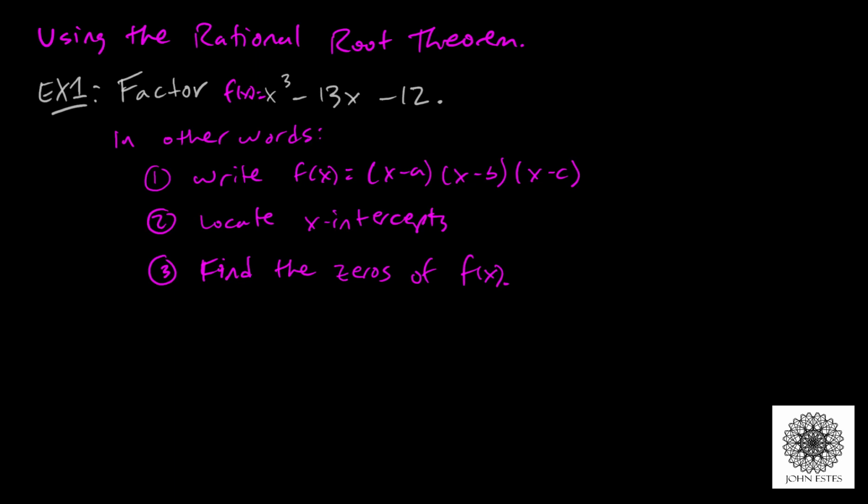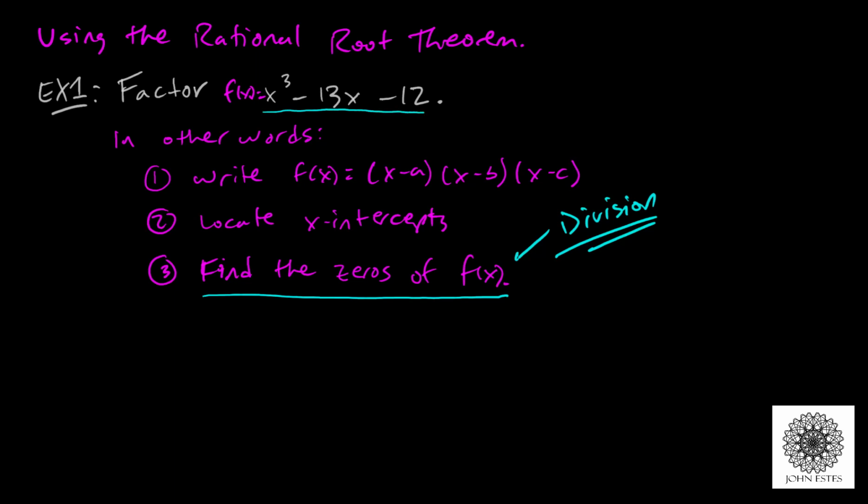And this third one in particular makes me think, okay, finding zeros of a function, oh yeah, division helps me do that. If you remember, if I do division on this polynomial and I get 0 as a remainder, then I have found a zero of my polynomial. So that's what we're going to try to do. Now, if I'm going to divide, I need to divide by something. So what do I need to divide this by?